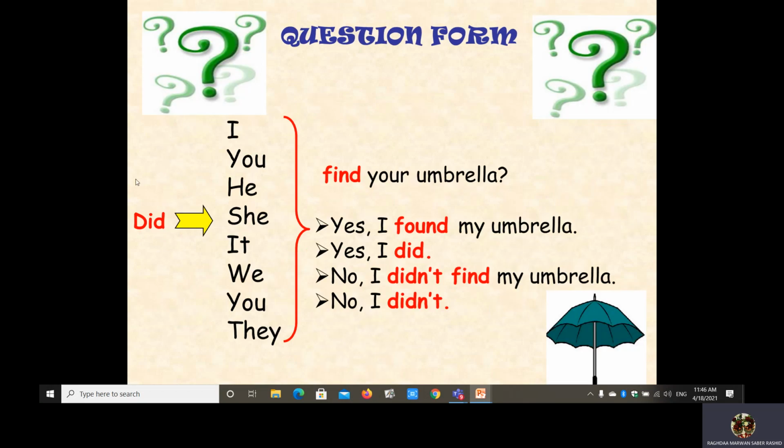To make questions, we start with did. If we don't have verb to be, we have other regular and irregular verbs like swim, eat, drink, and the past swam, drank, ate. In this case, if we want to make questions, we start with did. After did, we put the subject, whatever it is, I, you, he, she, it, we, you, or they. Then the verb in the infinitive and the rest of the question. For example, did you find your umbrella? Yes, I found my umbrella. Or yes, I did. No, I didn't find my umbrella. Or no, I didn't. So this is for making questions in the past simple. Start with did, then the subject, then the infinitive.